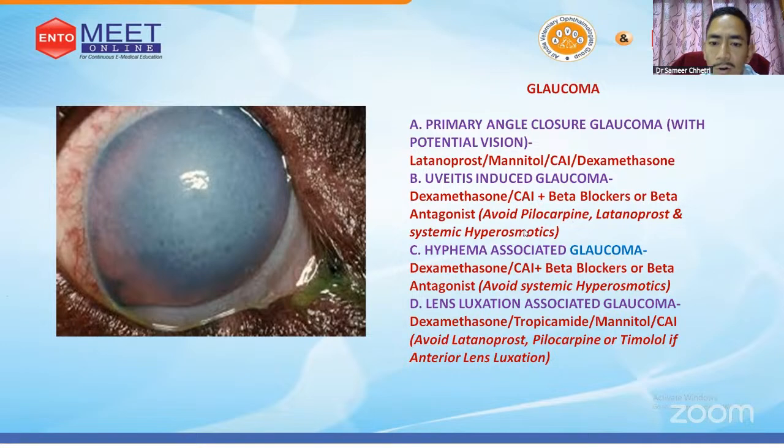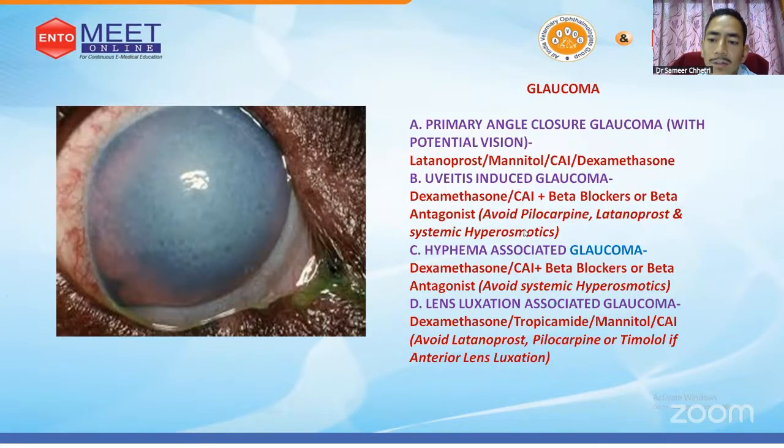Hyphema associated glaucoma. In this situation we'll be using dexamethasone topically, and also CAI, a carbonic anhydrase inhibitor, along with beta blockers. We need to avoid systemic hyperosmotics whenever we see hyphema associated glaucoma.